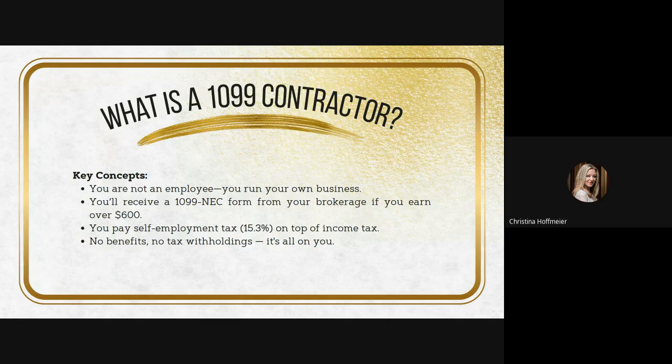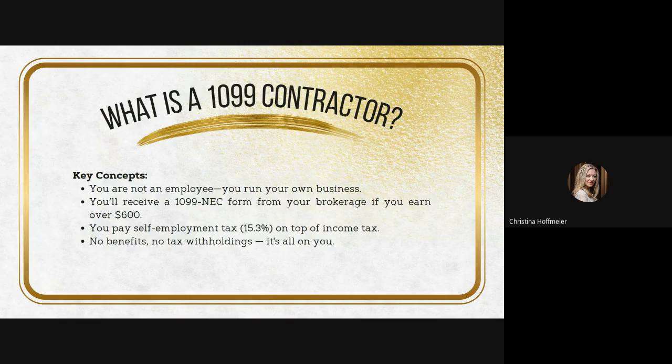All right. So what is a 1099 contractor? For those of you who are not familiar, you're not an employee. You run your own business. You'll receive a 1099 NEC form from your brokerage if you earn more than $600 in commission or other fees. So $600 is the limit. If you make more than $600, you're going to get a 1099. And I hope everybody on this call is making over $600 this year.